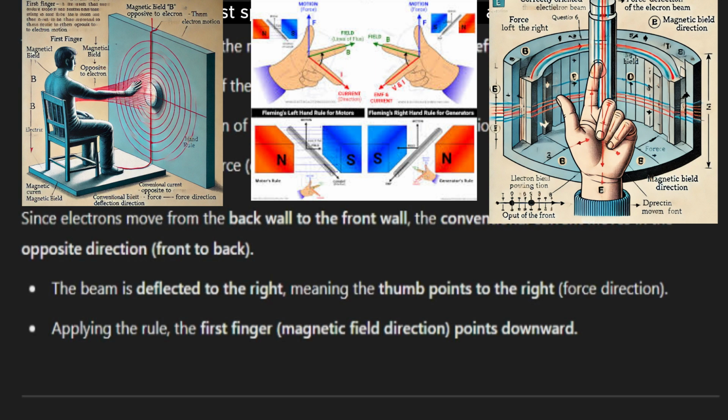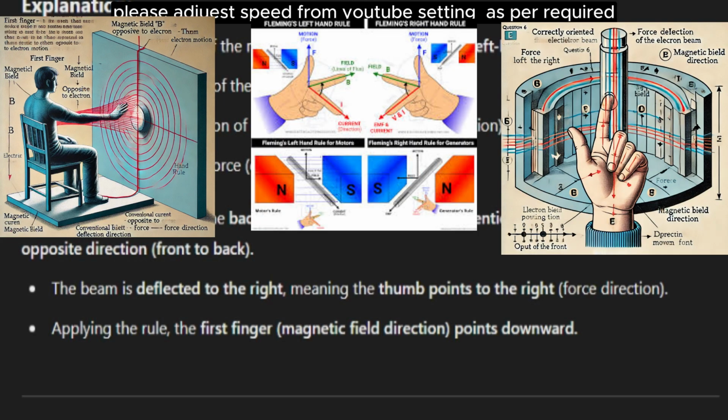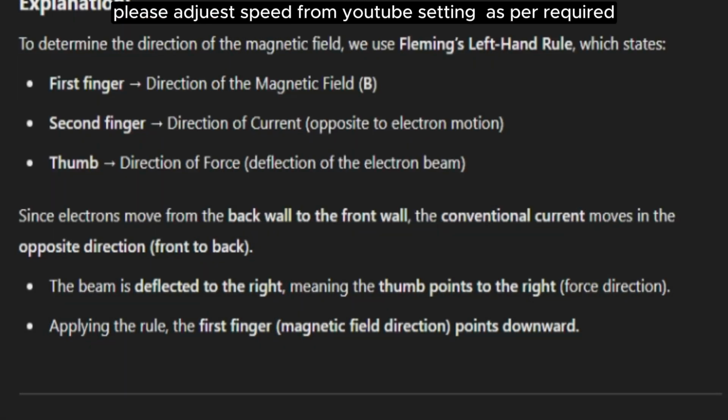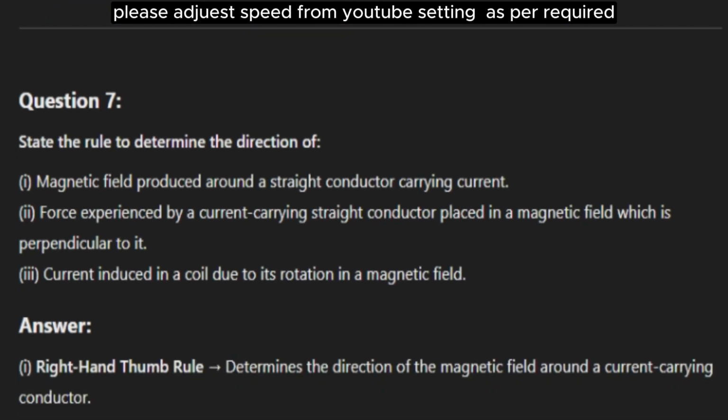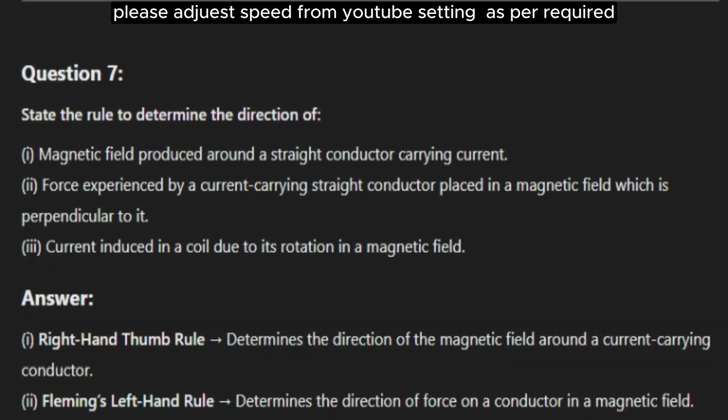The beam is deflected to the right, meaning the thumb points to the right, force direction. Applying the rule, the first finger, magnetic field direction, points downward. Question 7. State the rule to determine the direction of: I. Magnetic field produced around a straight conductor carrying current.